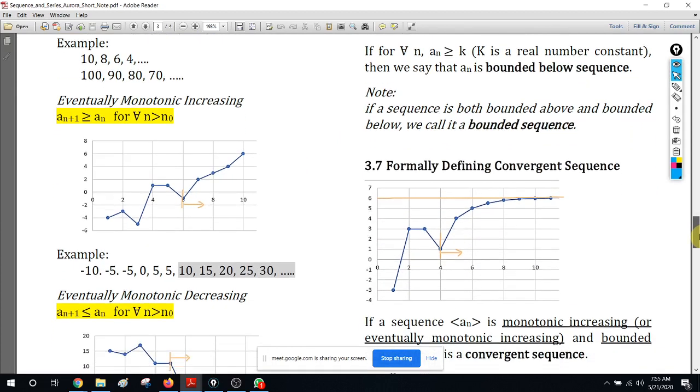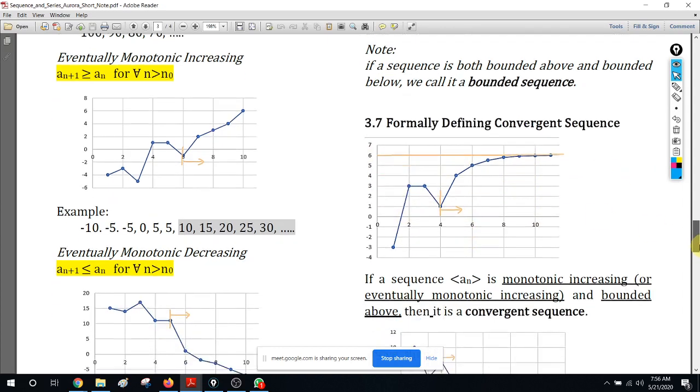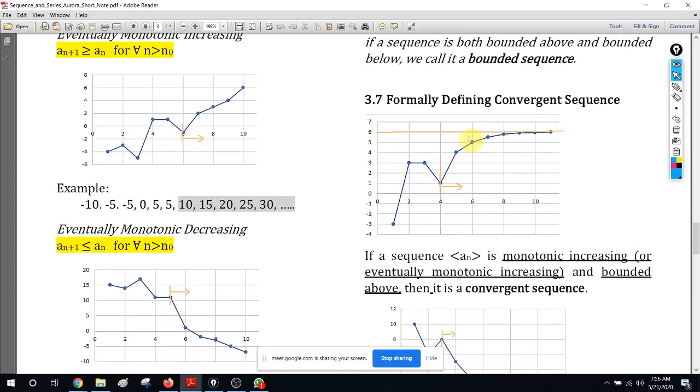So that is, if a sequence is monotonic increasing, or at least eventually monotonic increasing, and bounded above, that means it is convergent, right? Because we know that it can't go beyond this line, but it has to be increasing, therefore it has to keep on reaching this line, but it is never going to cross that. Then we know that this is going to be a convergent sequence. So we found that kind of a sequence, right?